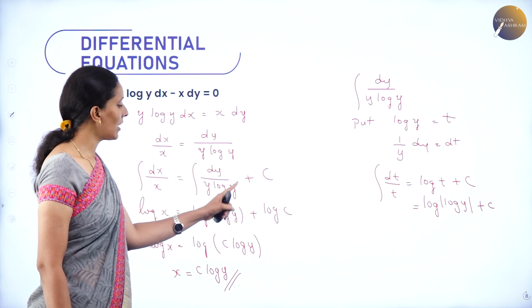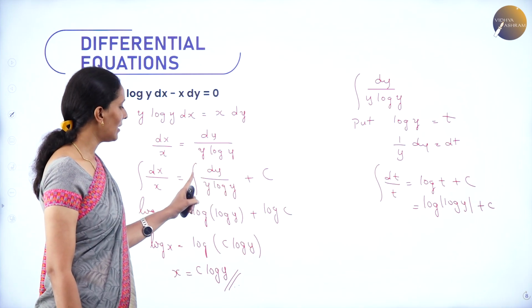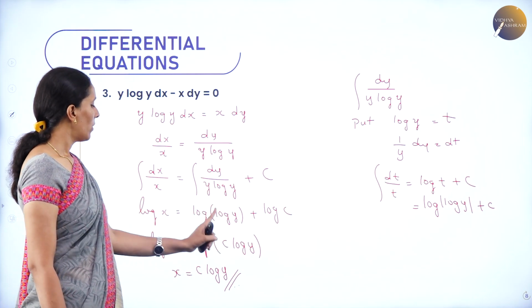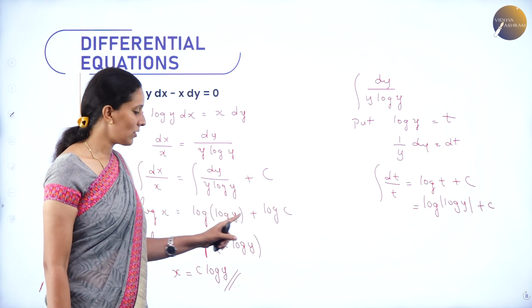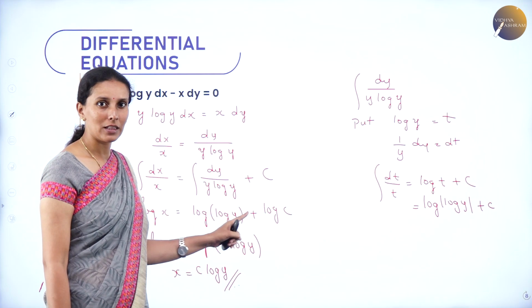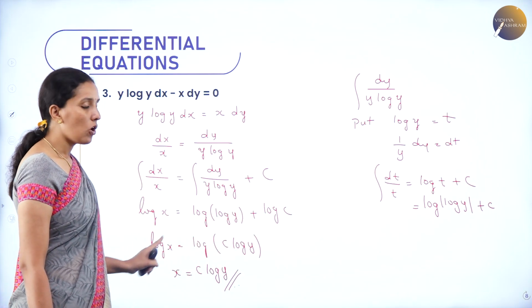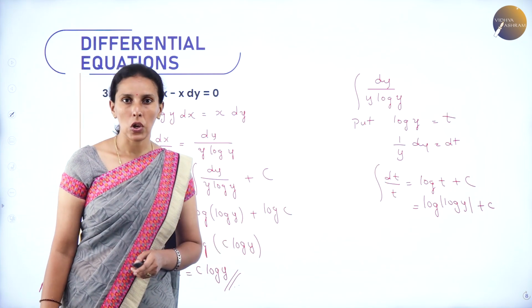So here we can make use of the substitution method. Using the substitution method, I will get the integral of dy by y log y as log of log y. Next, to make log on both sides, I will just replace c with log c. So that I will use the properties of logarithms, log x plus log y as log xy, and I will cancel log on both sides. I will just write x is equal to c log y.